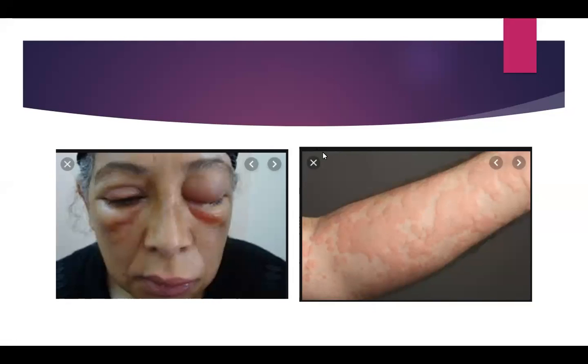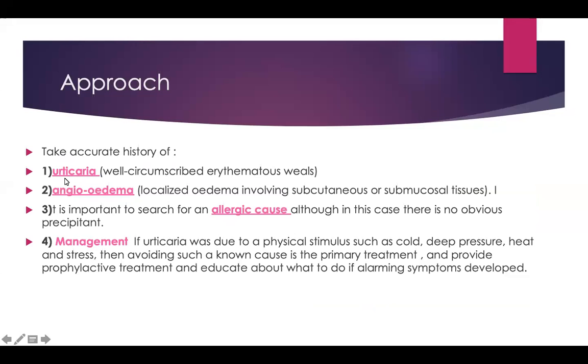So now here, the approach should be, what you need to do in the scenario, number one is to assess a history and a description of the urticaria. A well circumscribed erythematous wheal, the site of them, itchy or not, anywhere else they appeared, okay? And then take accurate history of the angioedema itself. Where did it happen? Localized edema involving subcutaneous or submucosal tissues, okay?